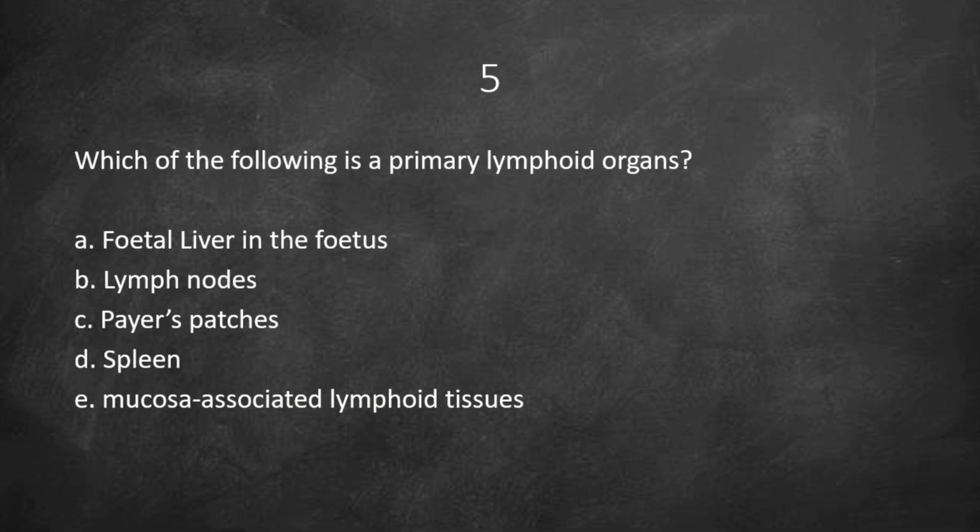Question 5 says, which of the following is a primary lymphoid organ? A, fetal liver in the fetus. B, lymph nodes. C, Peyer's patches. D, spleen. And then E, mucosa associated lymphoid tissues. So the correct answer here is fetal liver in the fetus.